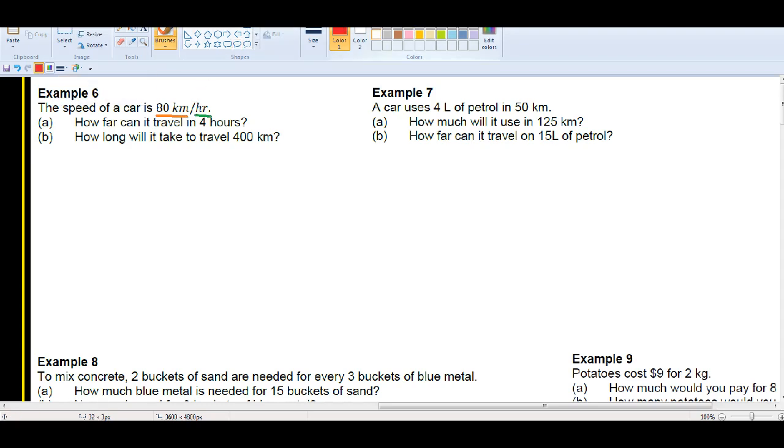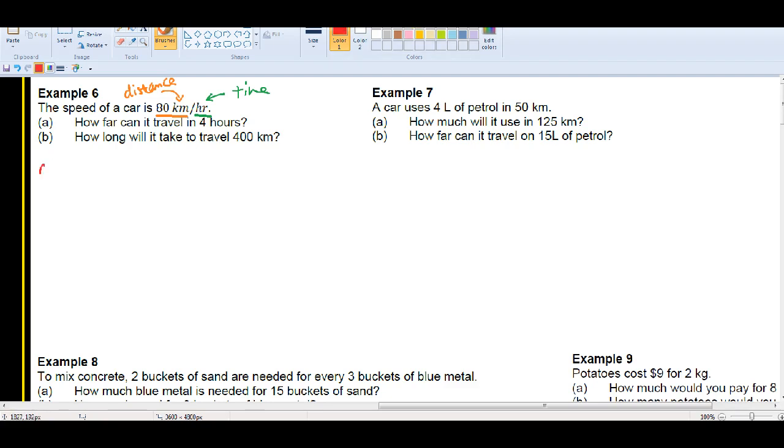Okay, so let's identify them. So the first quantity, that's km, means the distance. All right, so distance. Okay, and the second quantity, which is hour for units, that means time.